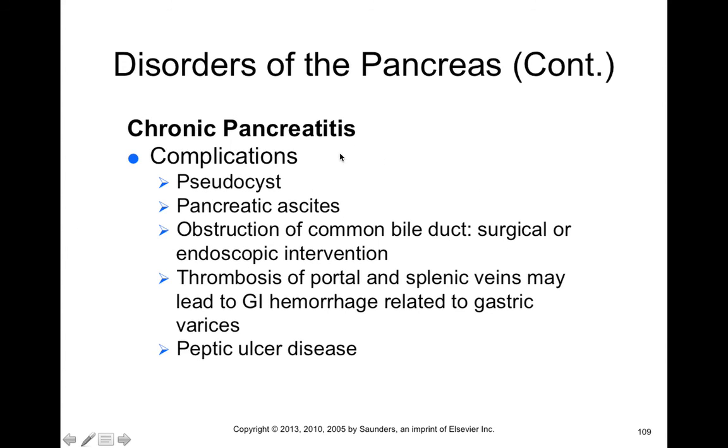Now, some of the complications of chronic pancreatitis include things like pseudocyst and pancreatic ascites, similar to acute pancreatitis, as well as obstruction of the common bile duct, thrombosis of the portal and splenic veins from hemorrhage, or even peptic ulcer disease where pancreatic enzymes can start to digest the intestinal wall itself.